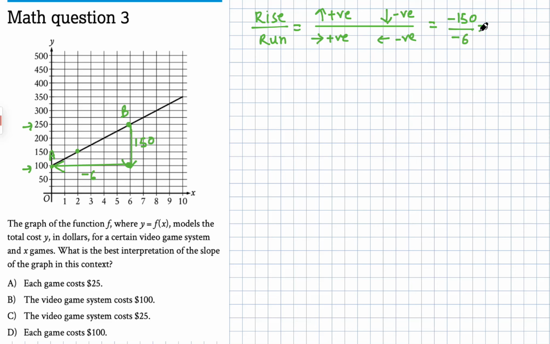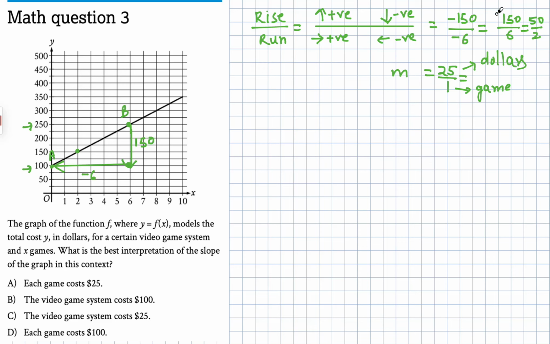Now we have to solve this. Negative and negative cancels. And if you divide 150 by 6, first dividing by 3 on both sides, 3 2s are 6, 50. And then we can divide by 2. So this is 25 over 1. Now you are getting slope as 25 over 1. That means for one game, it is $25. The cost of one game is $25. This is what slope is.